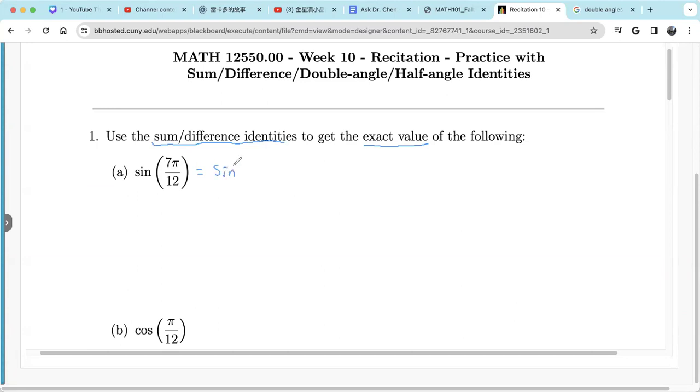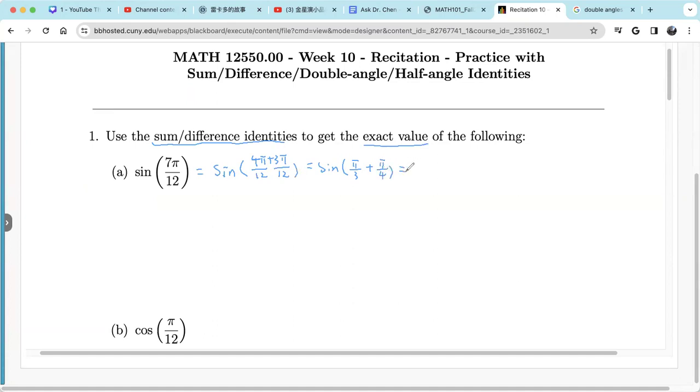So we can write 7 pi over 12 as 4 pi plus 3 pi over 12, right? So each one over 12. And this can be simplified as a sine of 4 divided by 12, which is pi over 3, then plus 3 divided by 12, that's pi over 4.